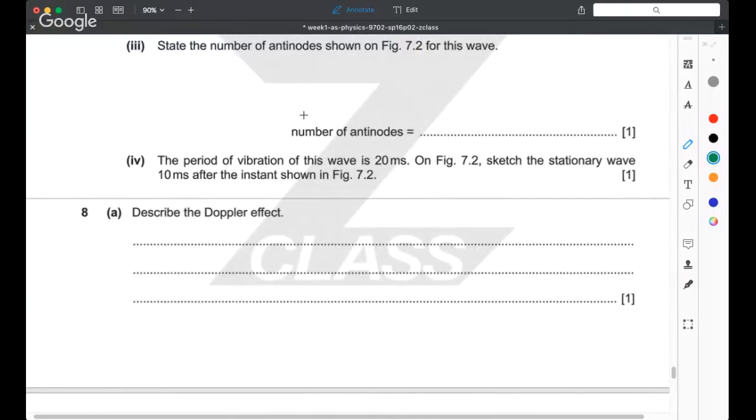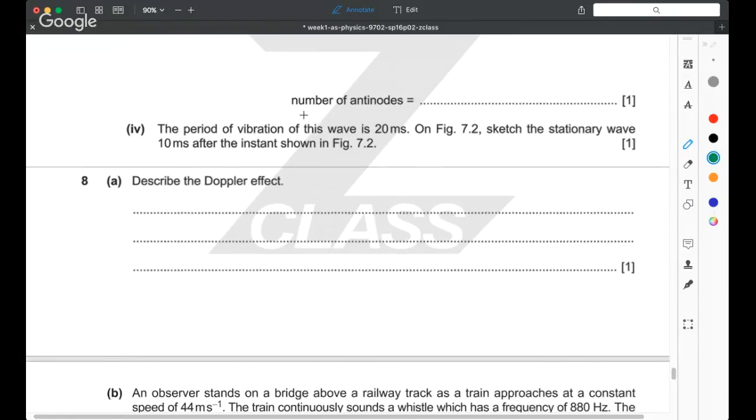Oh, that isn't really a wave. It's just a straight line. They're trying to trick you. The period of vibration of wave is... Yeah, they're trying to trick you. It's just a horizontal line for the central part of the wave. Yeah, it's just a flat line. Okay.